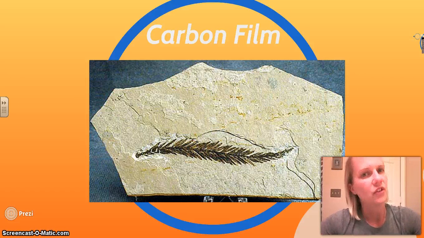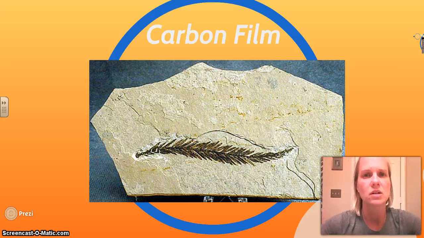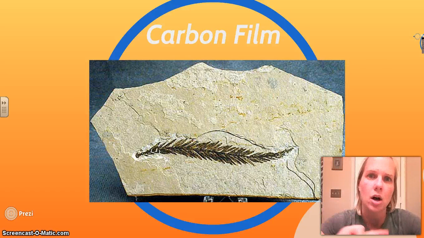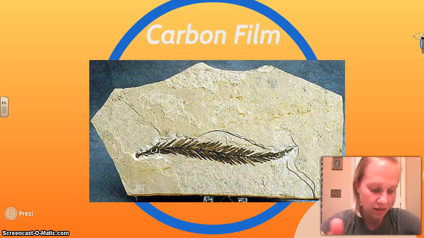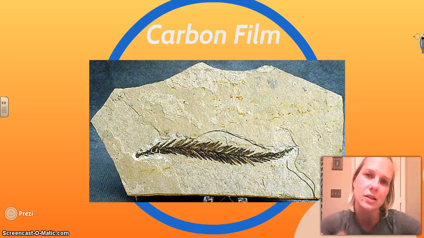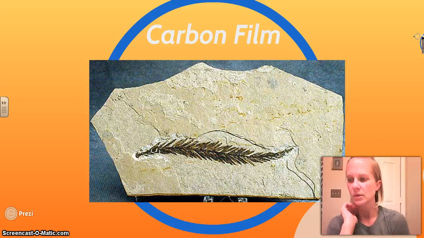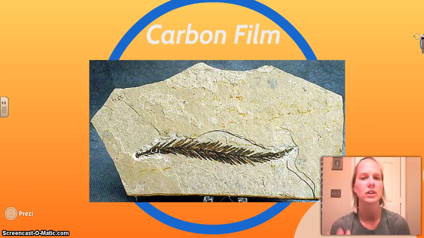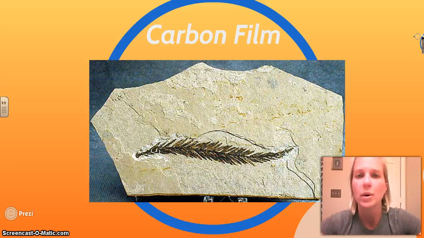A lot of times you're going to see it with fish and plants. It almost looks like somebody drew on the rock itself. So if you look at that, that is the carbon left from that leaf, but it looks like someone was drawing all over it. So it's giving us details about the leaf. It shows us some of these features, but it's not the leaf itself. That leaf is long gone.